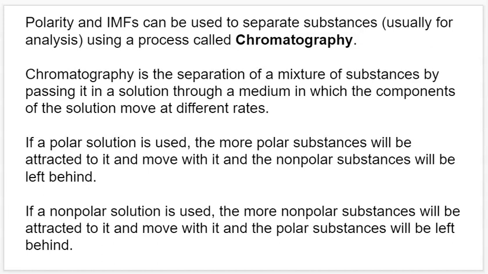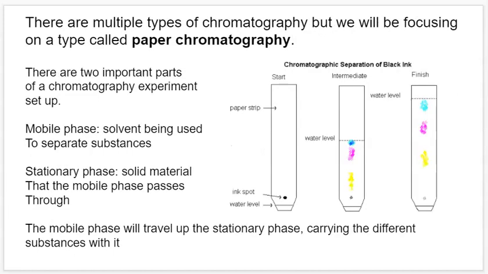So a good example of this is something called paper chromatography. And we're going to be doing a small lab on this, but the idea behind paper chromatography is that you use paper as a medium for what is called a mobile phase, which is a solvent being used to separate the substances, which is going to pass through the paper, which is called a stationary phase.